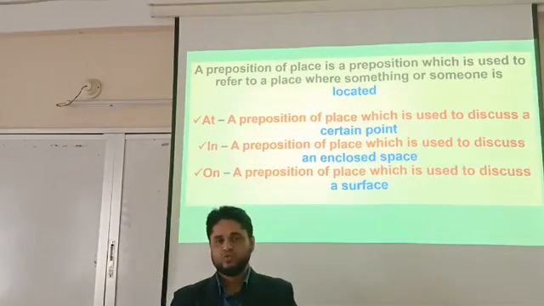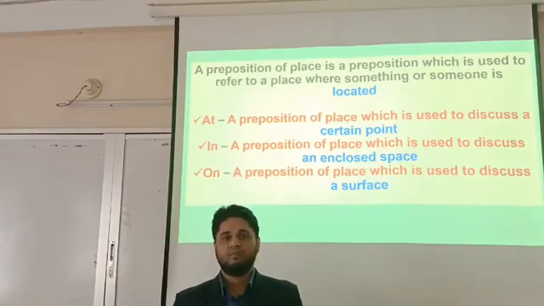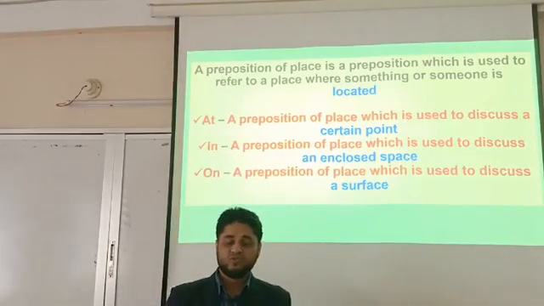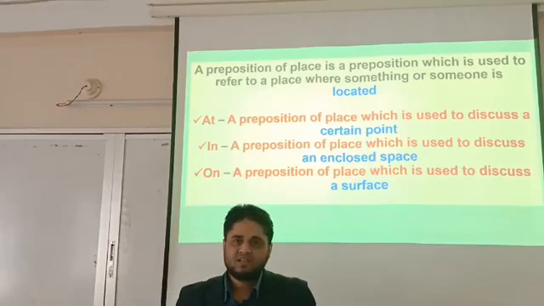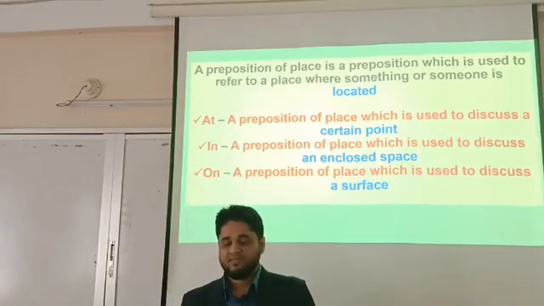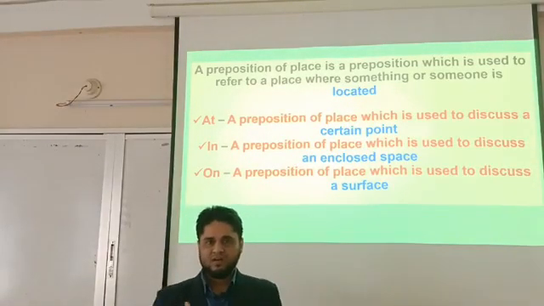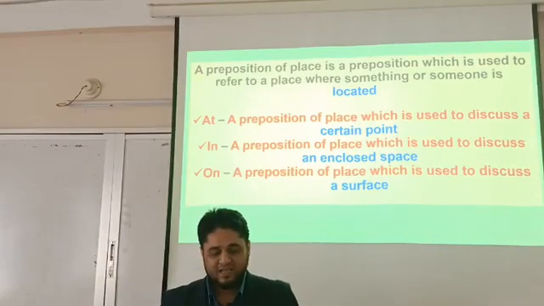Simple preposition. We are going to talk about some prepositions which usually indicate a preposition of place. A preposition of place is one kind of preposition which is used to refer to a certain place where something or someone is located. Preposition of place is usually used to refer to a place. My dear students, here in this class we are going to learn some prepositions like at, in and on. At, in and on. So we are going to learn some basic rules about where we have to use at, in or on.